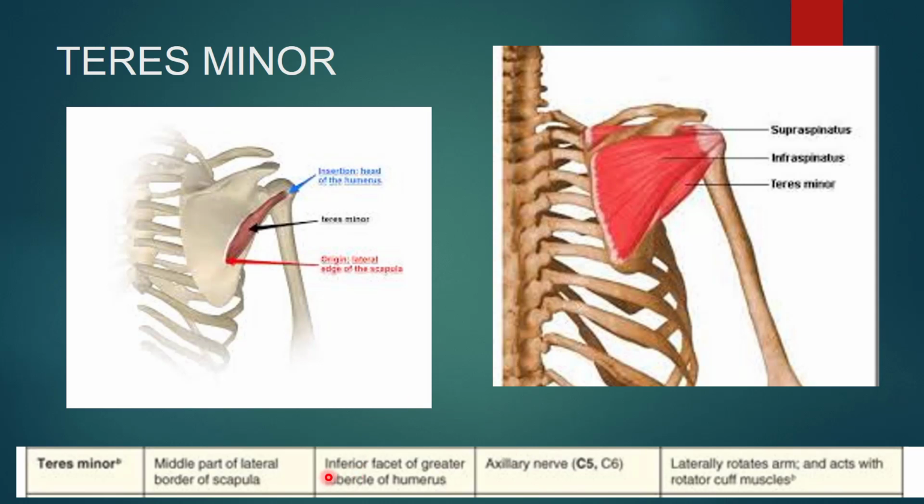It is inserted on the inferior facet of the greater tubercle of the humerus. It originates from the lateral border of the scapula. This lateral is also very important. Lateral border of the scapula.